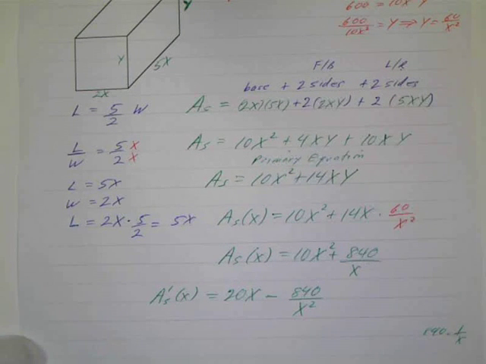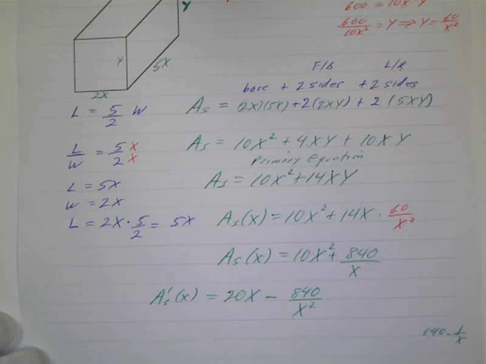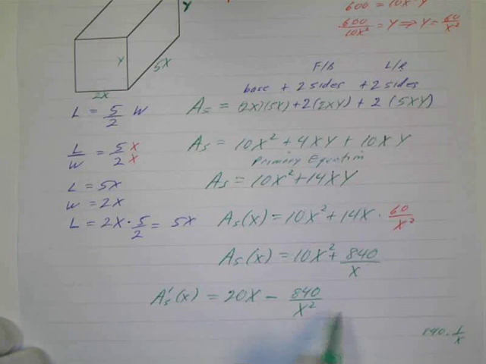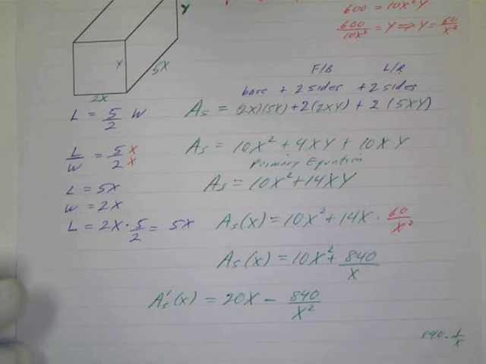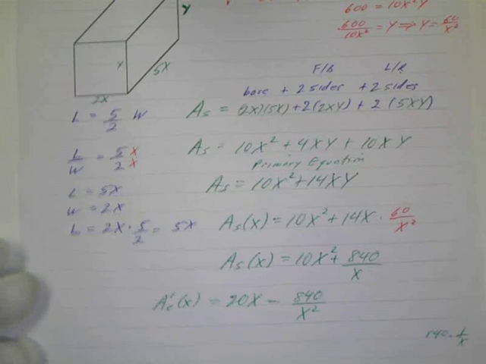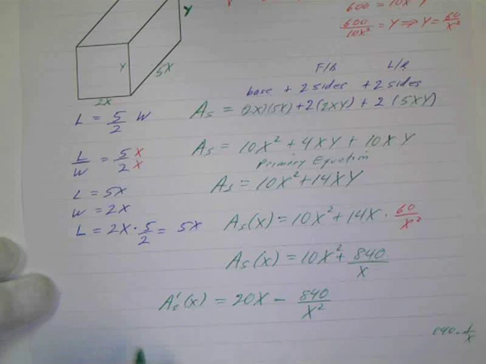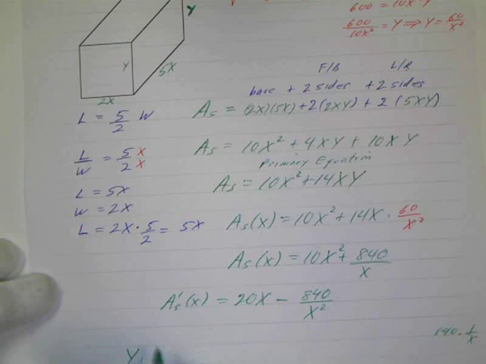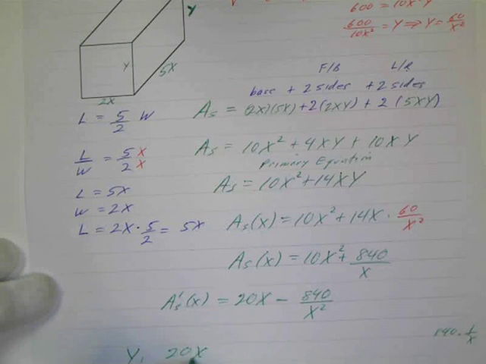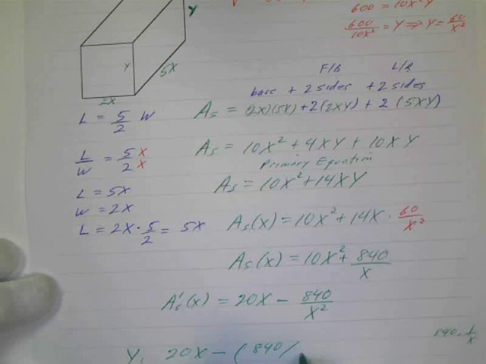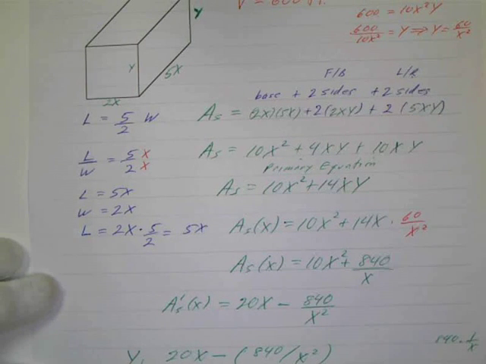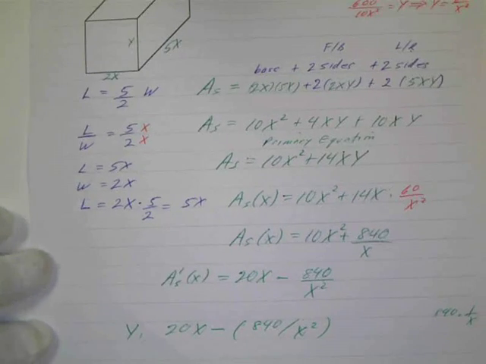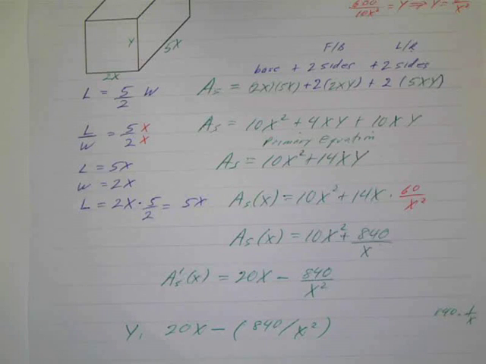Okay? And now we're going to find the derivative's zero. Now we could do this mechanically or by hand if you want, but it's kind of a hassle, and we're still going to end up having to use a calculator because we're not going to get a nice even solution. So we might as well use our calculator from the get-go. So we're going to put this in y. So y1, and I'm going to put 20x minus parentheses 840 divided by x squared. So that's going to go into the calculator like that.